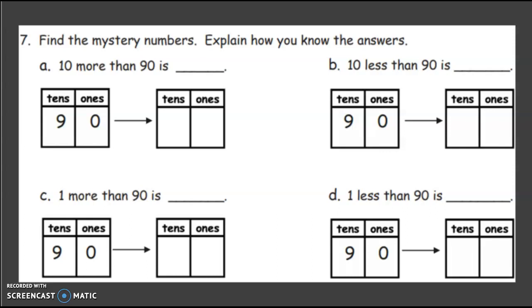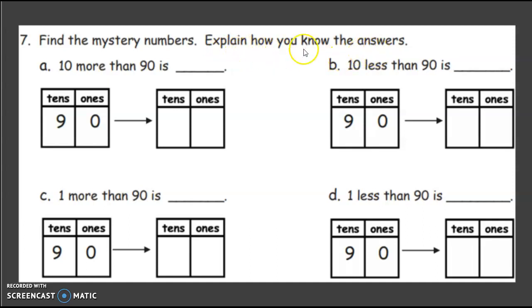All right, y'all, I have turned off my camera for this one so that you can see everything on the whole screen because my picture was covering up some of it. So these problems should look familiar. You have worked problems like this before. The instructions say, find the mystery numbers. Explain how you know the answers.